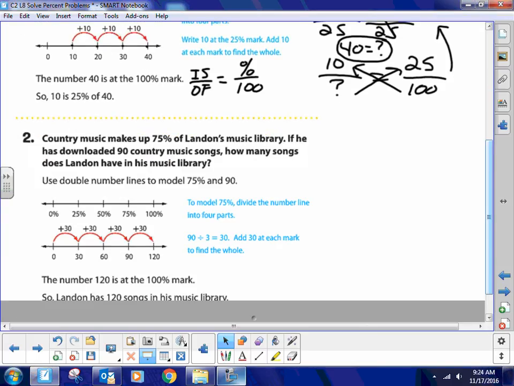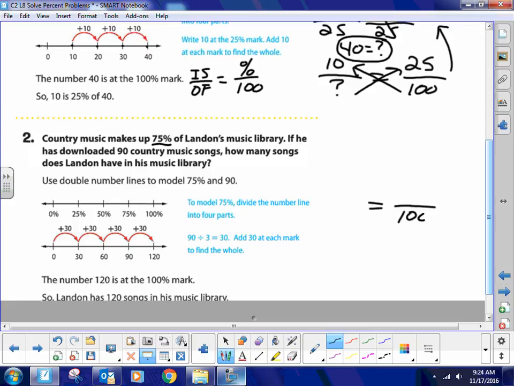Okay? Now, again, this double line marks. I don't know if I like this. I guess it works with 25s and 10s and stuff like that, but if it's an unusual number, this doesn't always work with the number lines. So again, I'm going to show you how to do the "is over of is equal to a percent over a number." Okay? Country music makes up 75, so we'll set up our equation.